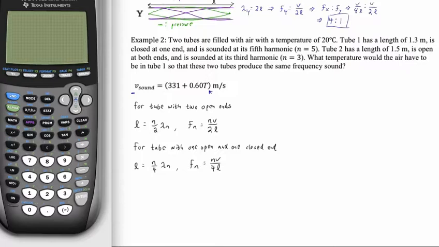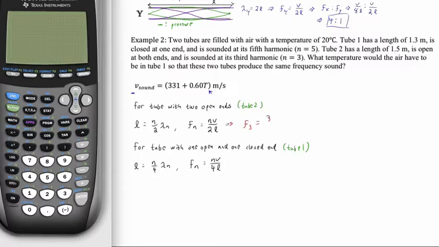So we're going to vary the temperature in tube 1, but we're going to keep it constant in tube 2. Tube 2 is the one that's open at both ends. Just to label them, this is tube 2 here, and this one is tube 1. In tube 2, we're interested in the third harmonic. So we're going to have F3.